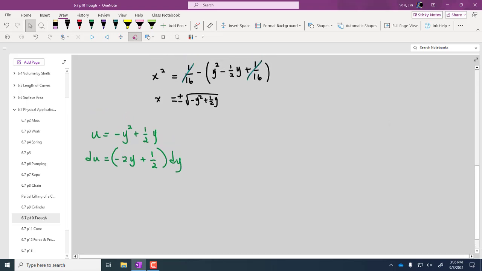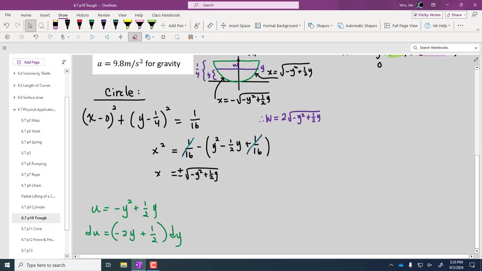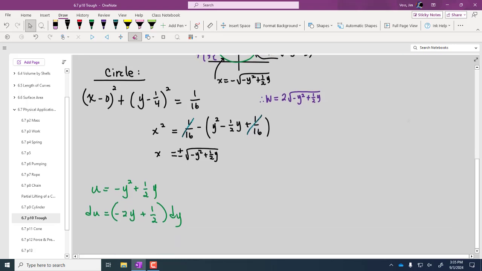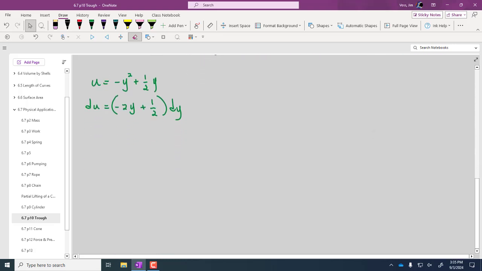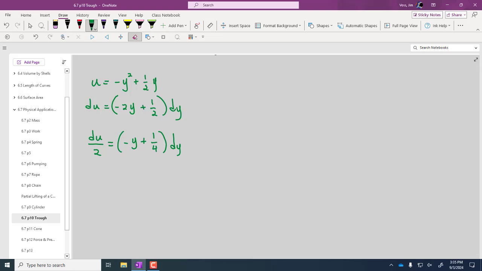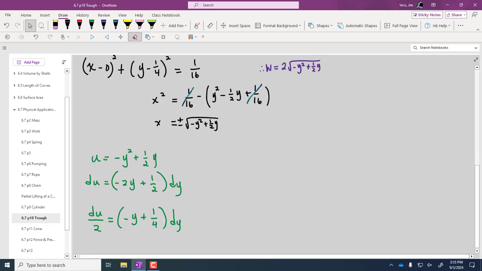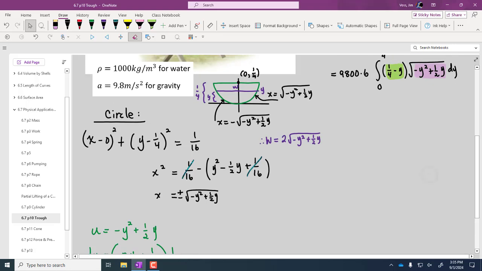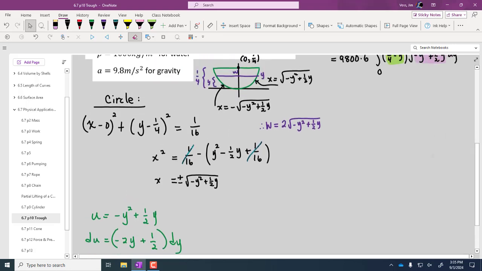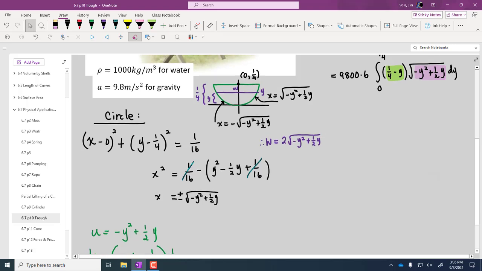So I'm going to go back up here and look at what my target is. So the target is that. We need just y. So what I'm going to come down here and do is divide everything by 2. So if I divide by 2, we're going to have negative y, and dividing a half by 2, we get a quarter. So negative y plus a quarter times dy will be du over 2. So let's see if that helps us. Negative y, oh, right there, negative y plus a quarter. That matches. Negative y plus a quarter is du divided by 2.